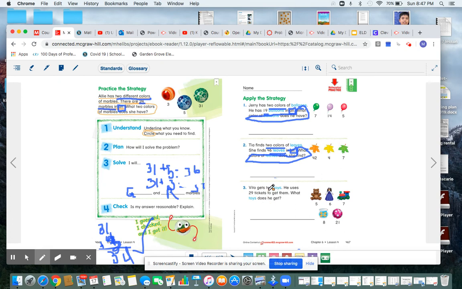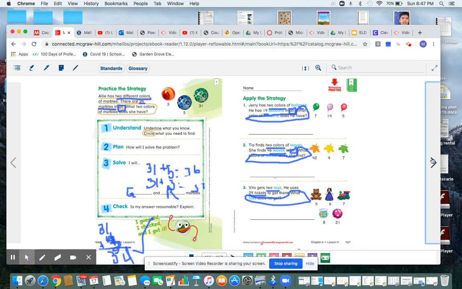Vito gets 2 toys. He uses 29 tickets to get them. What toys does he get? I have to circle my question. So here, he gets 2, so that means I can only get 2 of these toys. And he uses 29 tickets. So I need to see which one of these 2 toys will add up to 29. Which toys did he get? Go ahead and select your answer there.